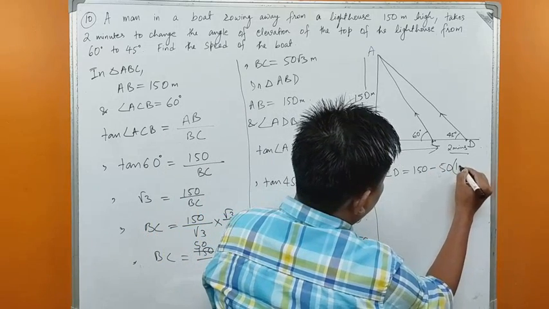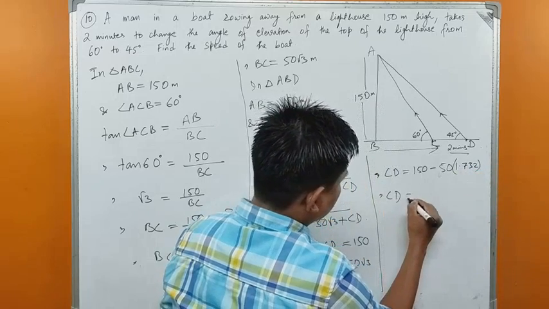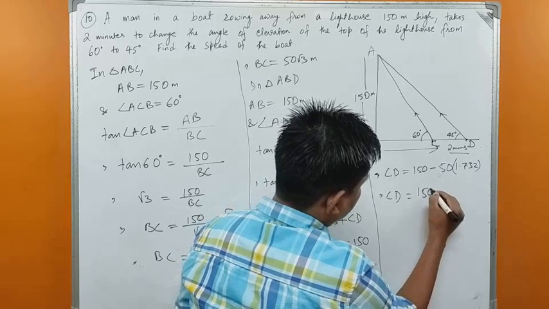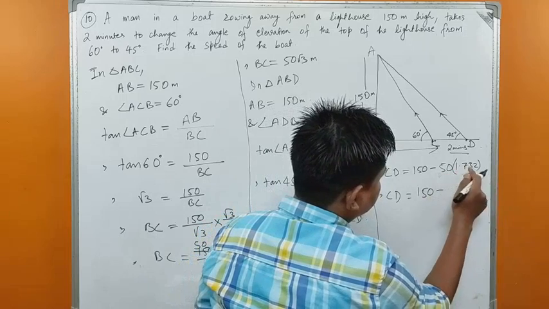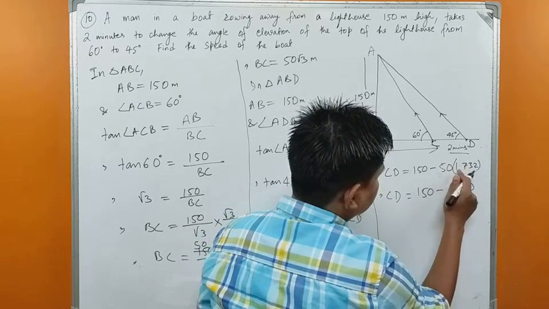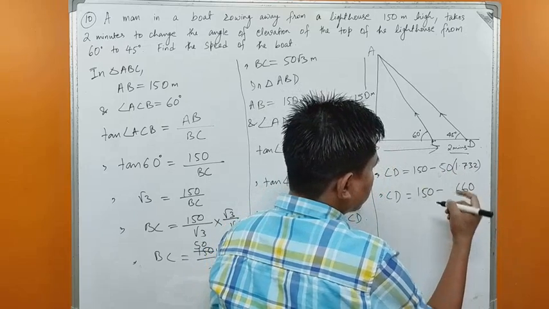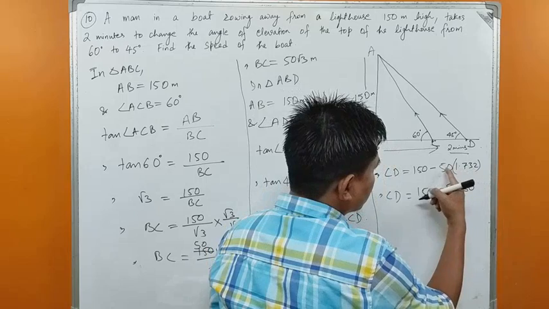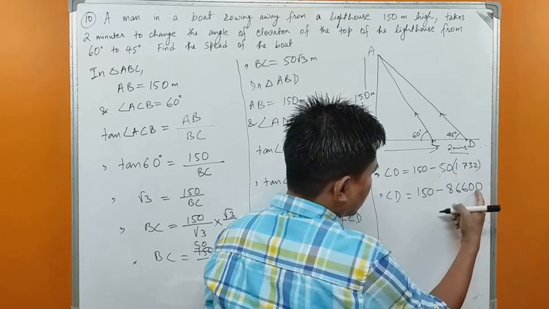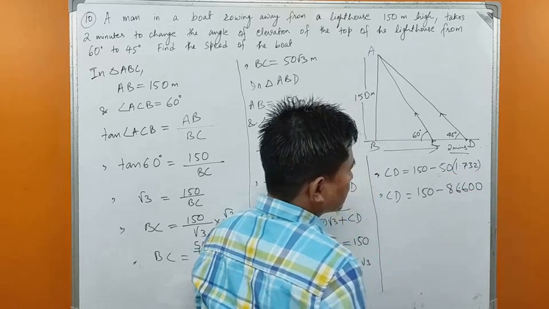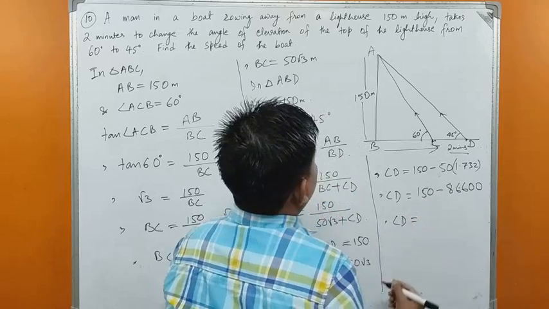into the value of root 3, which is 1.732, isn't it? So CD equals 150 minus, we multiply this: 5 2s are 10, 5 3s are 15, plus 1 is 16, 5 7s are 35, 35 plus 1 is 36, 5 1s are 5, plus 3 is 8. So we put this 0 here, after that we put the decimal point before 3 digits, 1 2 3. So 86.6, or CD equals 150 minus 86.6.